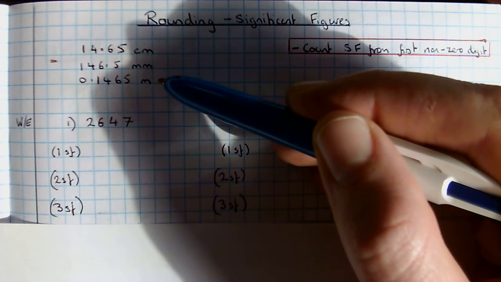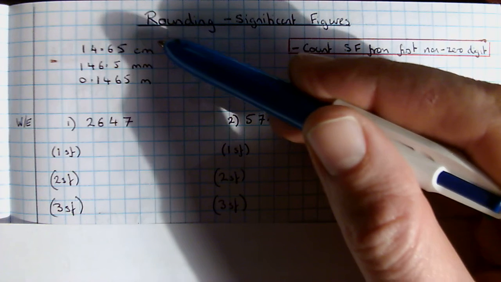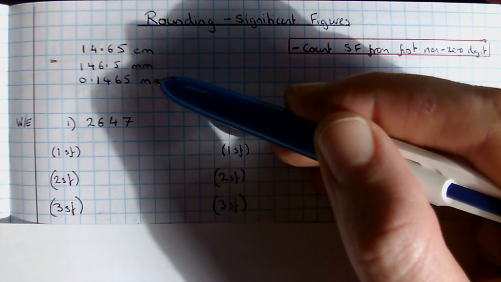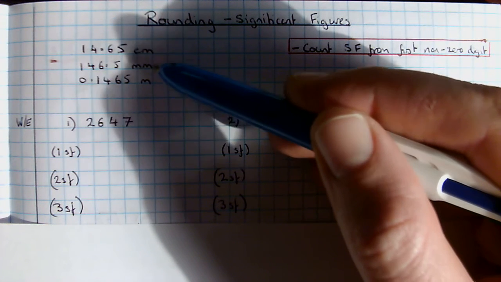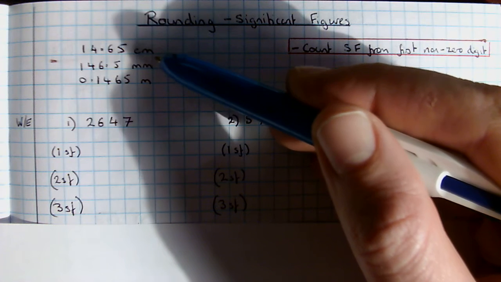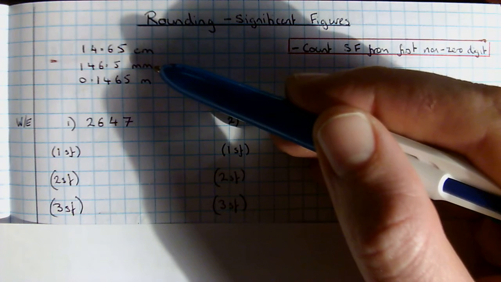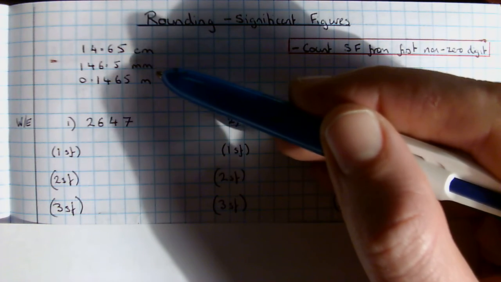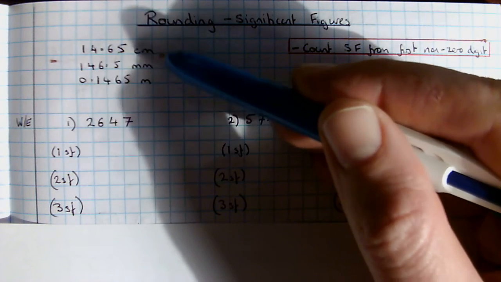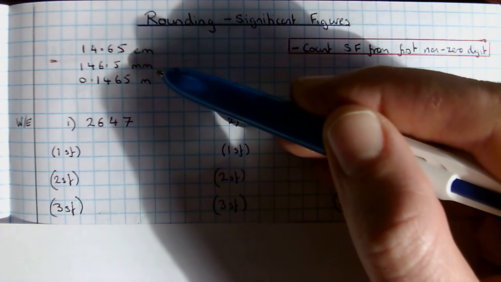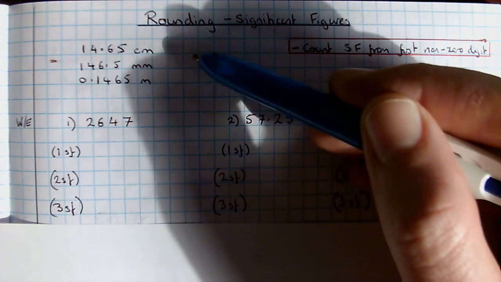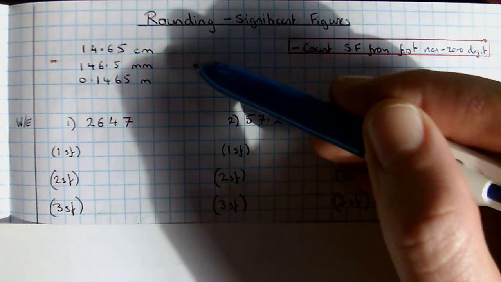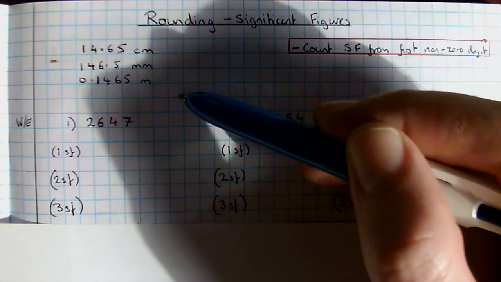Now, if I was rounding those to the nearest whole number, this would round to 15, this would round to 147, and this would round to 0. If I was rounding it to 1 decimal place, this would round to 14.7, this would stay as 146.5, and this would round to 0.1. So those kind of ways of rounding are unfair to different units. They don't treat different units the same. And that's why we start rounding to significant figures, because significant figures mean that we get the same level of accuracy whatever units we're in.